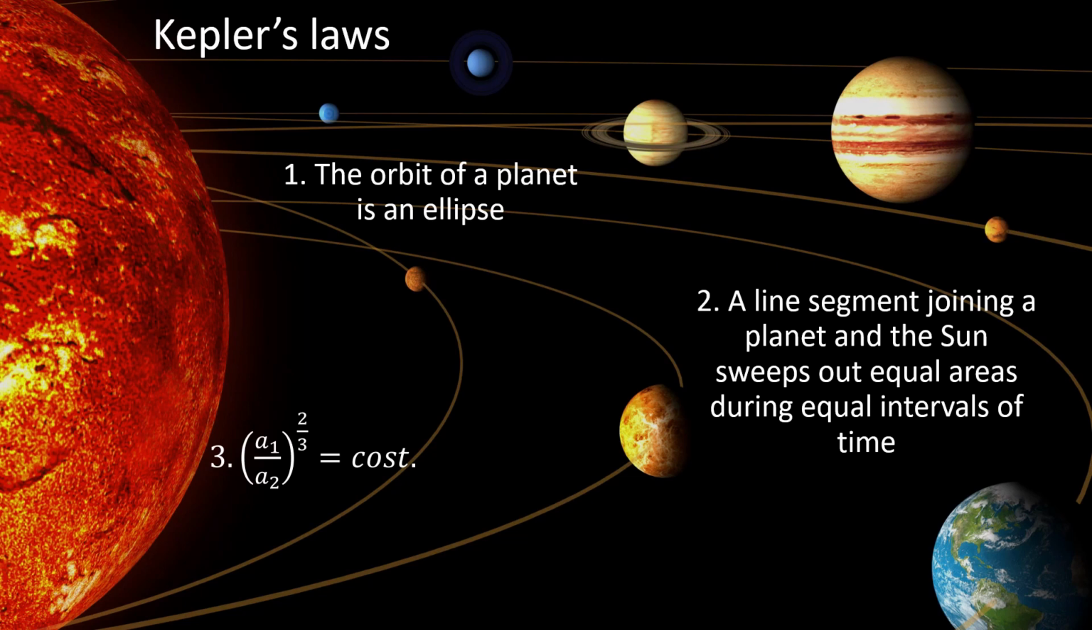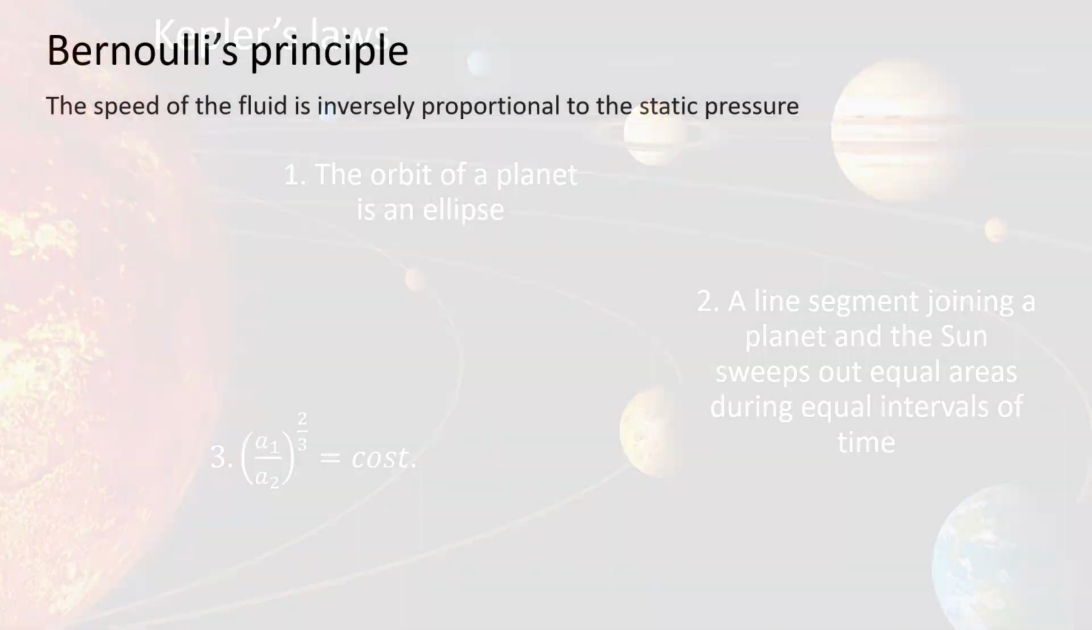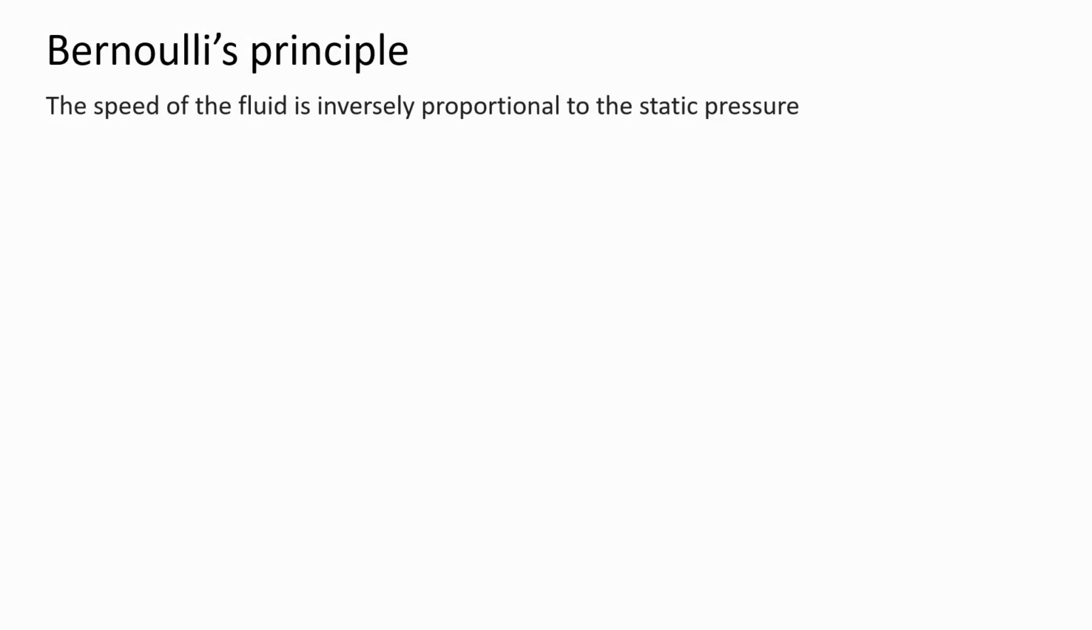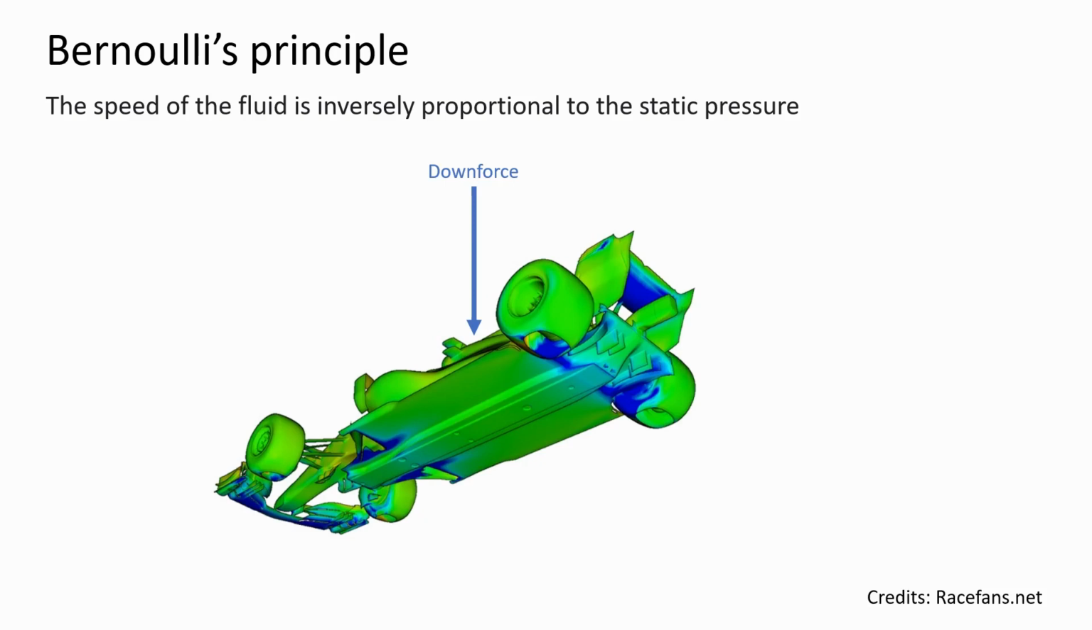An important principle for fluids is Bernoulli's principle. It states that an increase in speed of a fluid occurs simultaneously with a decrease in static pressure. So the speed of the fluid is inversely proportional to the static pressure. An application of this principle is the floor of an F1 car, for example. The increase of the velocity of the flow results in a decrease of the pressure, and so it creates a force pointing down called downforce.